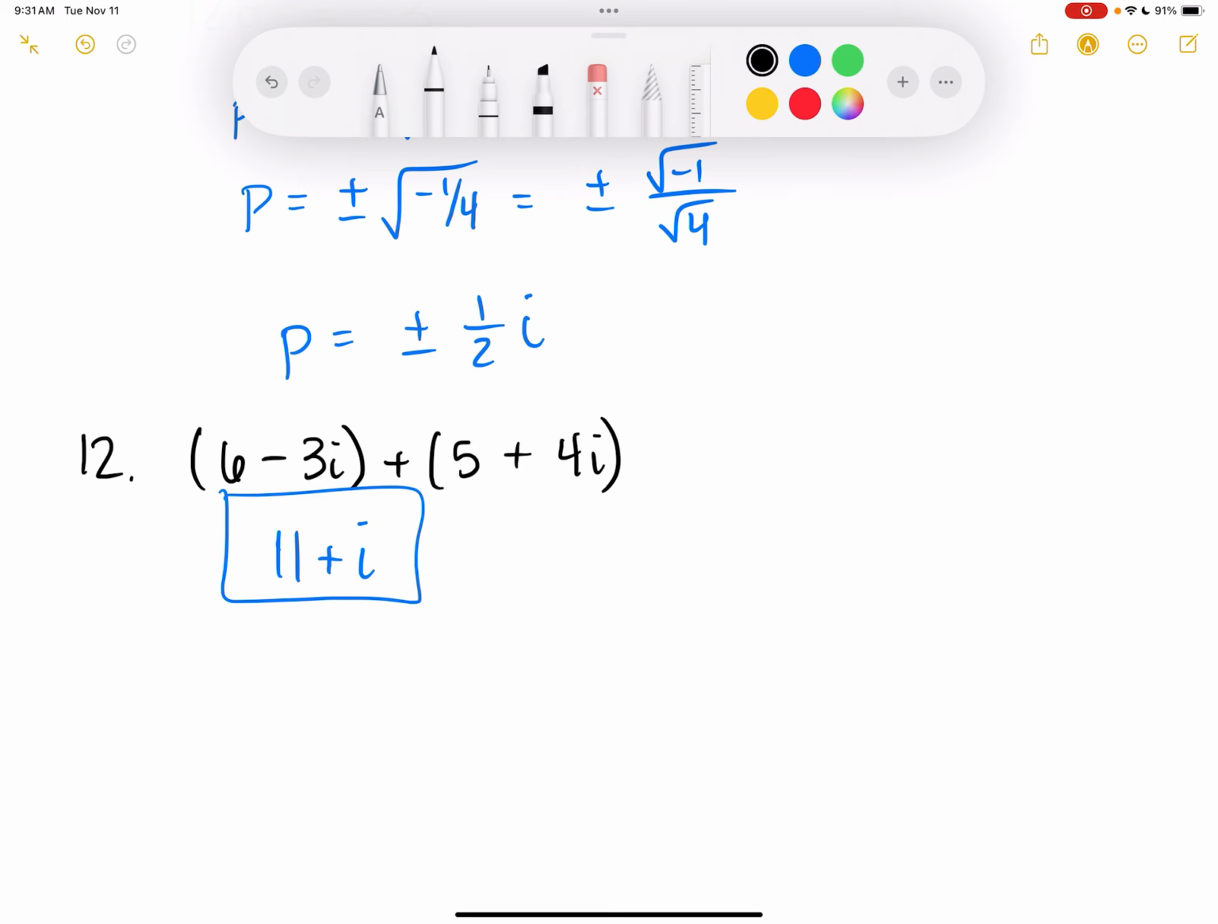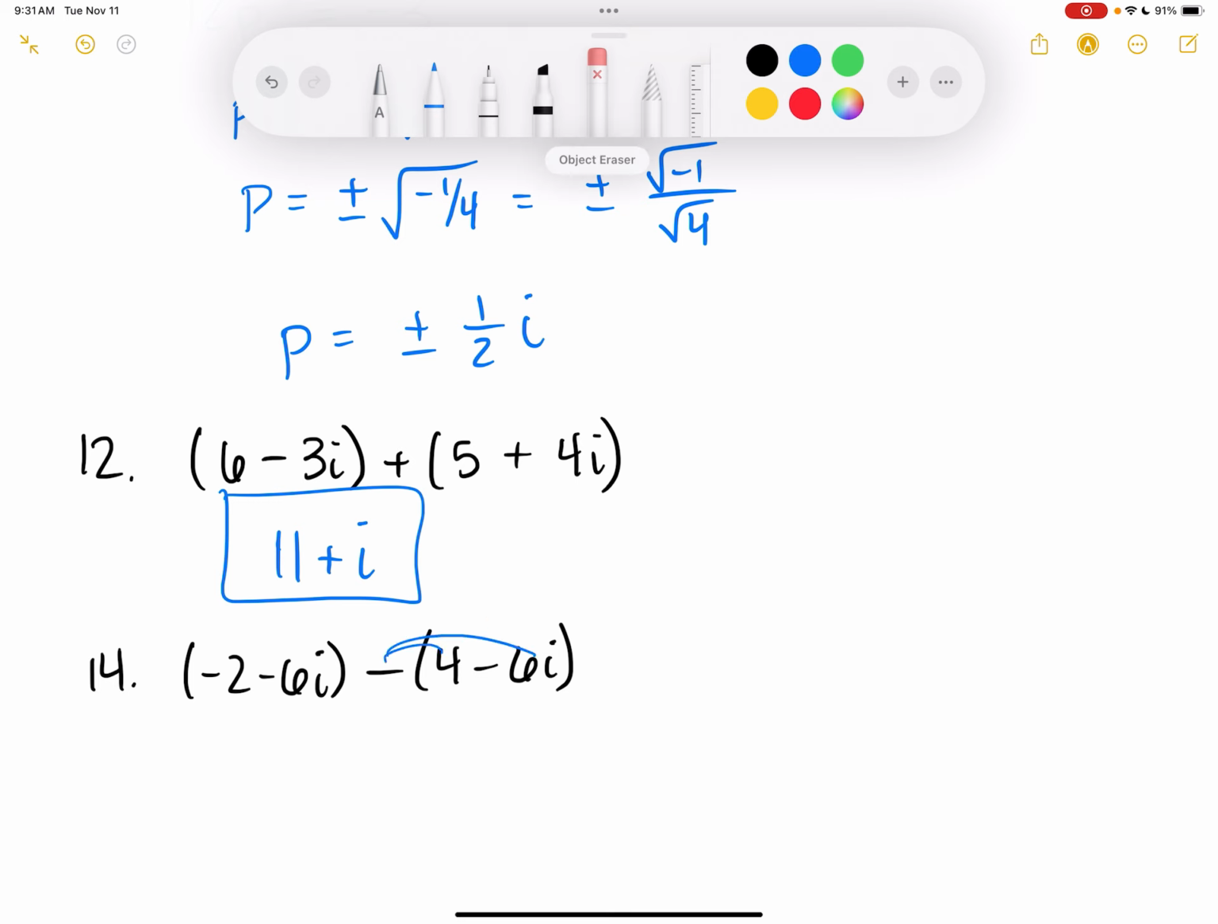Number 14. Negative 2 minus 6i minus 4 minus 6i. So when you have a problem like this one, obviously this other one was plus, so I was just adding the things together. When it's minus, you've got to make sure you are distributing this negative.